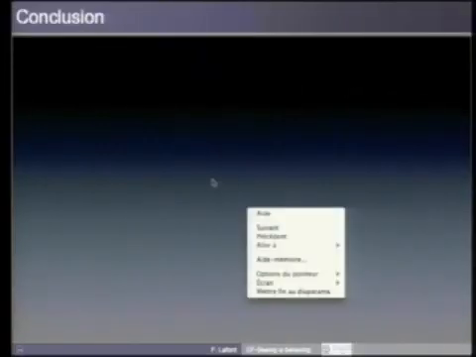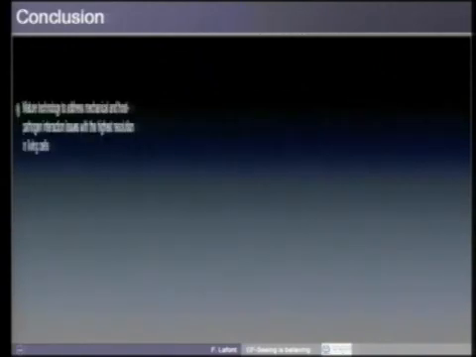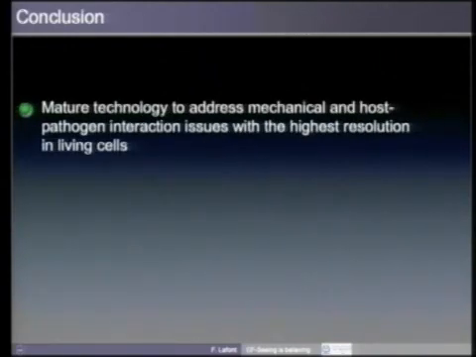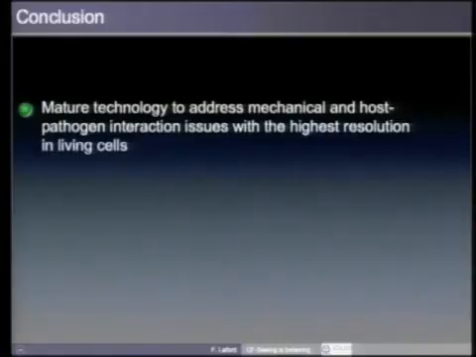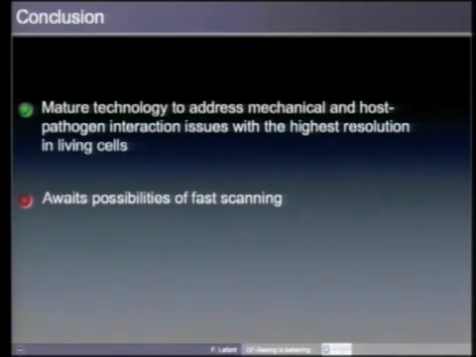So in conclusion, I would say that AFM is a mature technology to address mechanical issues, but also host pathogen interaction issues with high resolution on living cells, and that is available for cellular microbiologists, if you wish. There are still some possibilities for fast scanning because the temporal resolution is, let's say, okay, for a scan, 5 minutes, to obtain nice data on a scan which is 2 micron by 2 micron. So it's quite a slow technique.